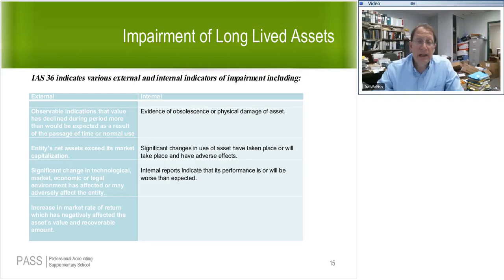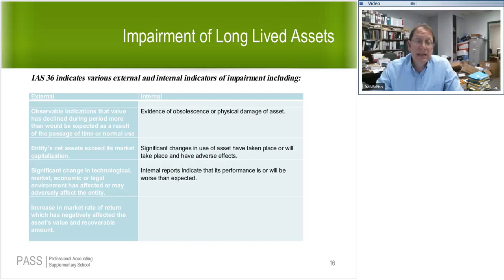This slide, very unimportant. This is right out of the handbook. The handbook goes into what are external, what are internal factors of indicators of impairment. As I said to you, I don't care. You try and come up with an example to trick me on factors indicating impairment. I don't think it's so easy. Don't waste your time memorizing this slide. I'm just giving you examples of what are factors of indicators of impairment.